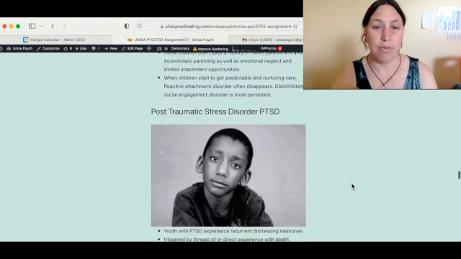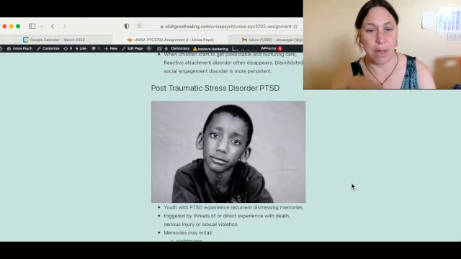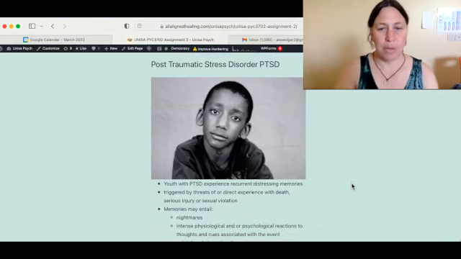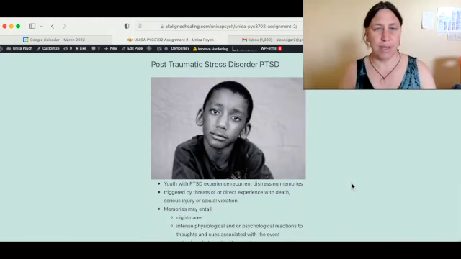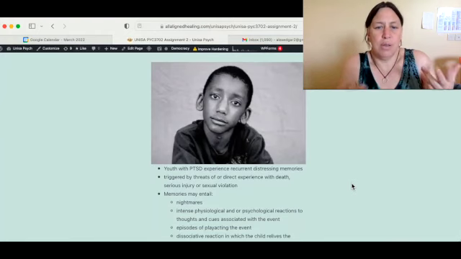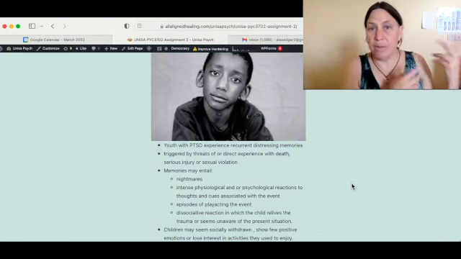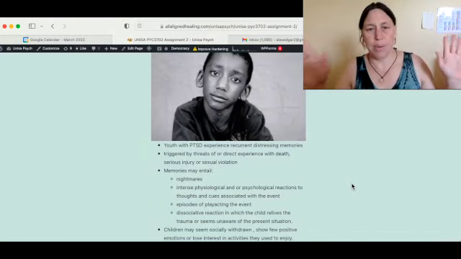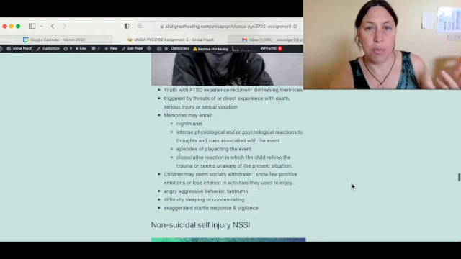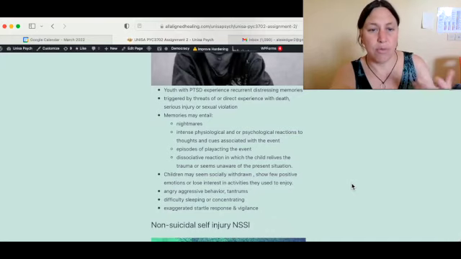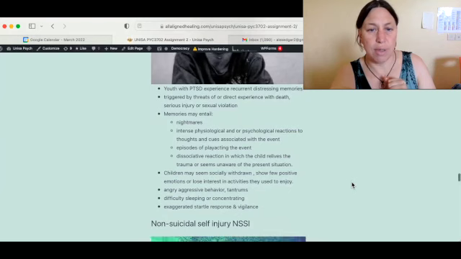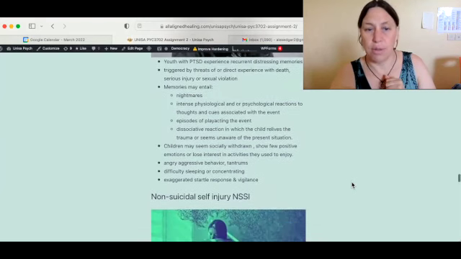Okay, post-traumatic stress disorder is the same in children as it is in adults. It's triggered by threats or direct experience with death, serious injury, or sexual violation. So you get nightmares, flashbacks, physiological reactions to triggers, play acting or rehearsing it in the mind, either reliving the trauma or totally not even knowing exactly where they are, social withdrawal, less positive emotions, losing interest in what they used to enjoy, anger, aggression, tantrums, difficulty sleeping or concentrating, exaggerated startle response, and vigilance.